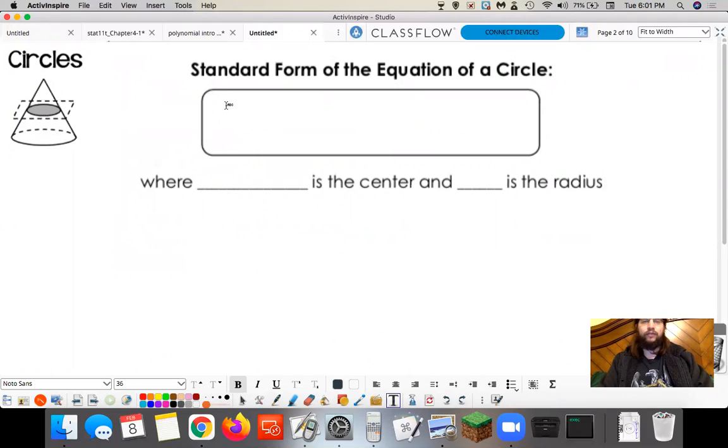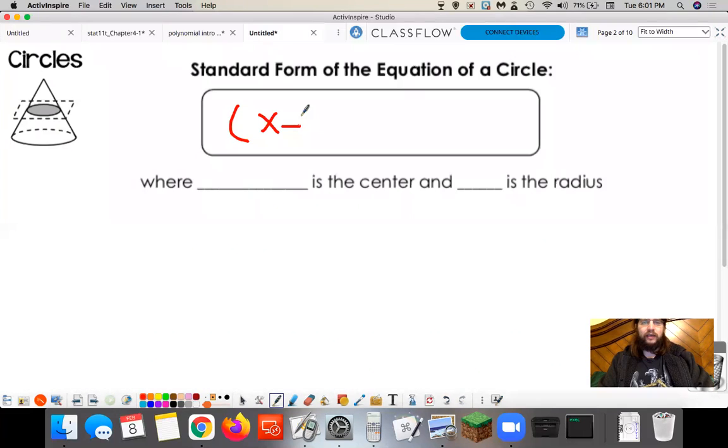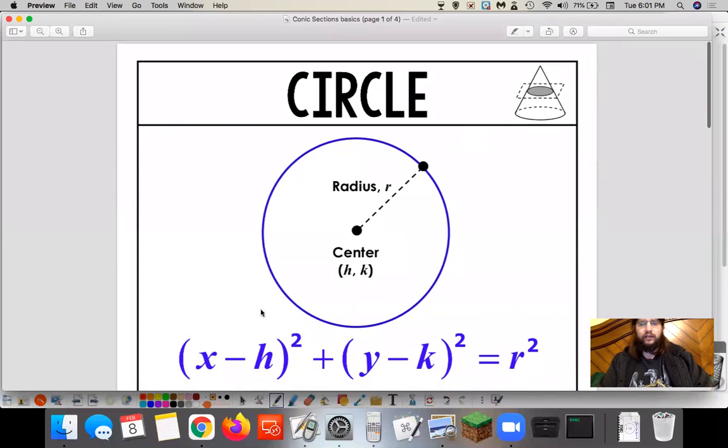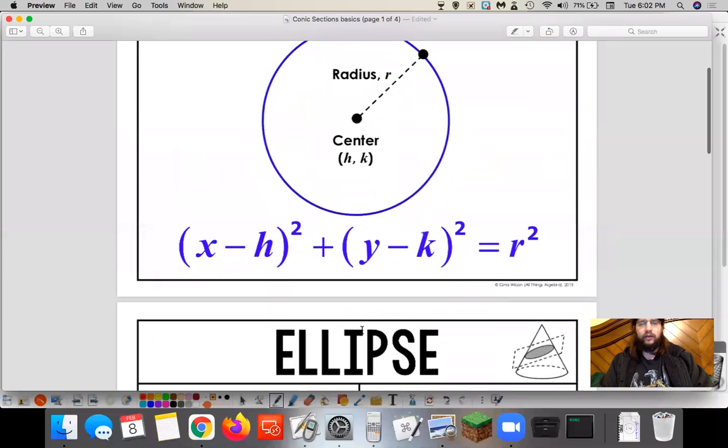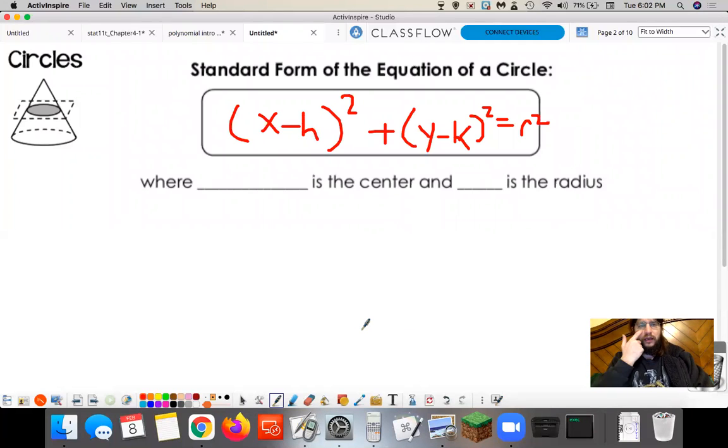This is the standard form of a circle. It's going to be (x minus h) squared plus (y minus k) squared equal to r squared. And it is right here also, if you can't read my handwriting or whatever. There you go, magic. Now, (h, k) is the center. r is the radius.